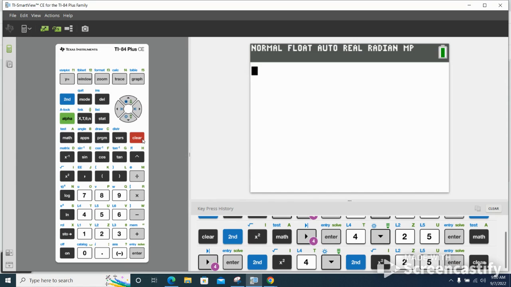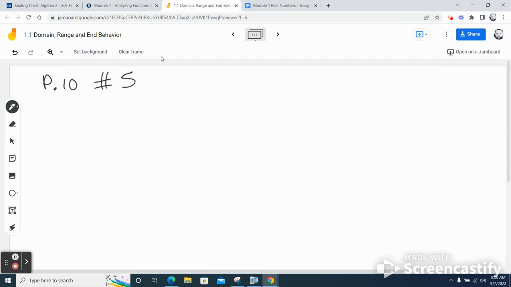Problem number 5 wants us to graph a function, and I'll write this down. So what they want us to do is first we're going to look at the graph, and the graph is in the book, but I want you to plug it into your calculator. F of x is equal to x squared plus 2. Okay? F of x.